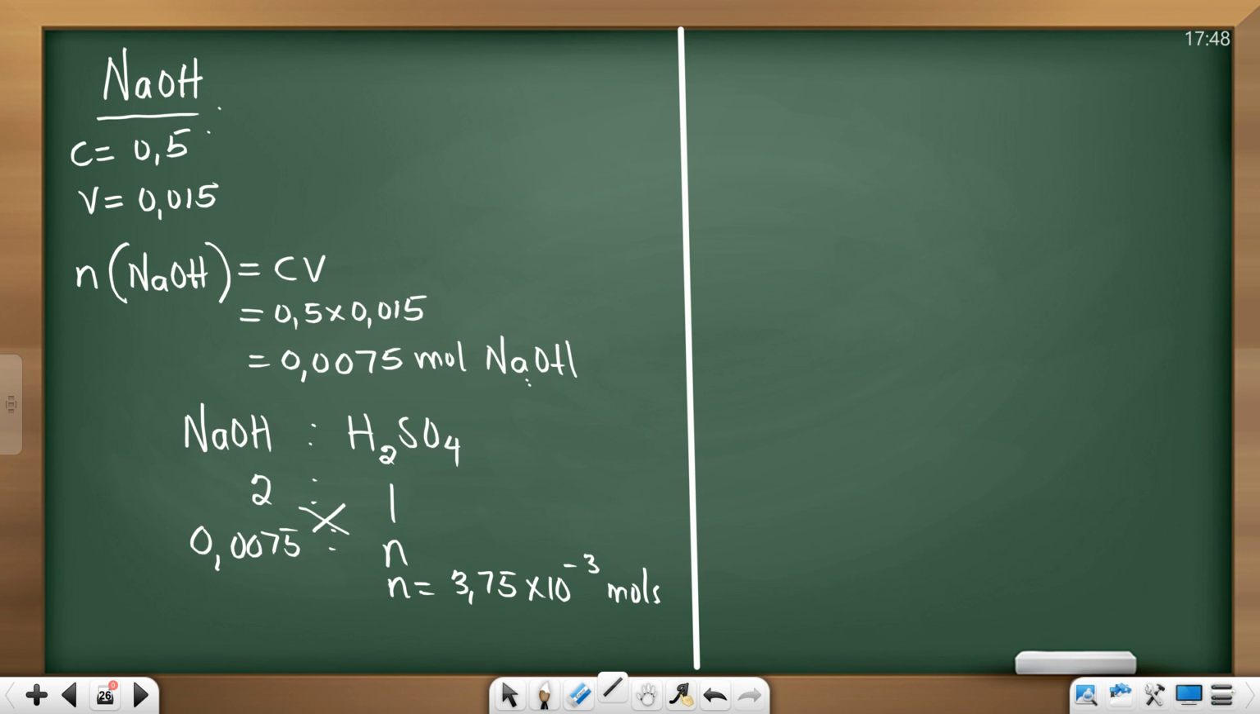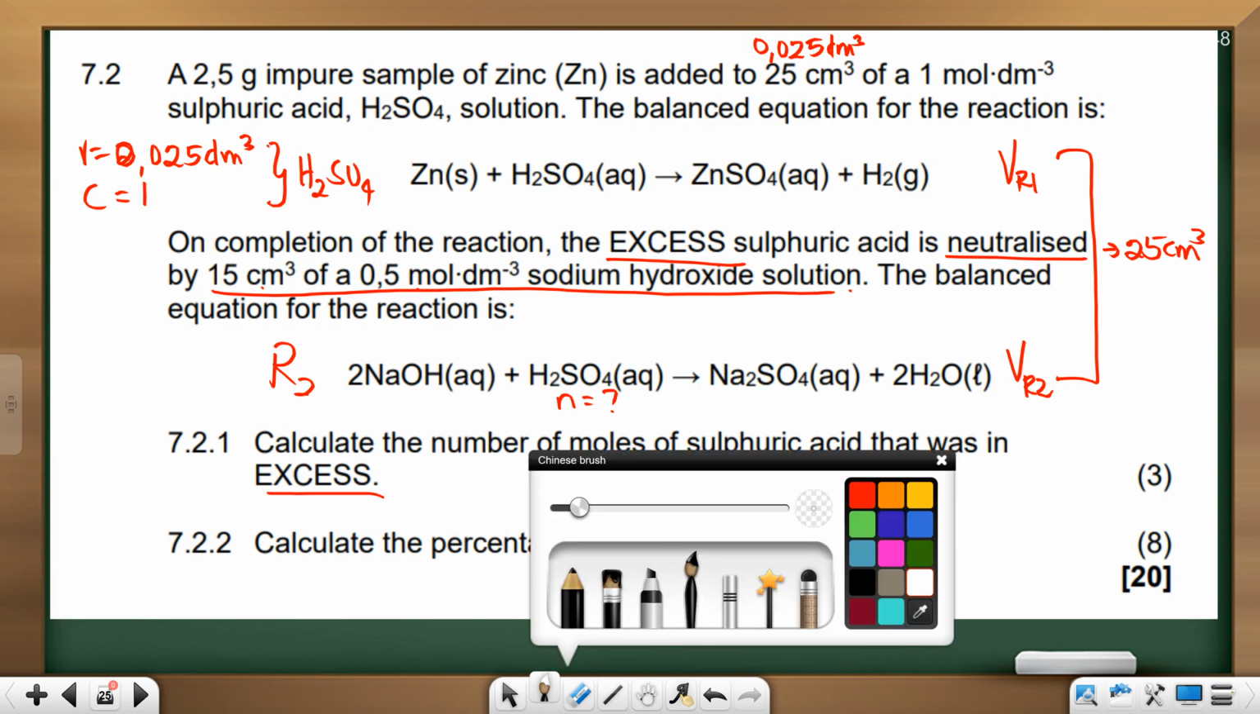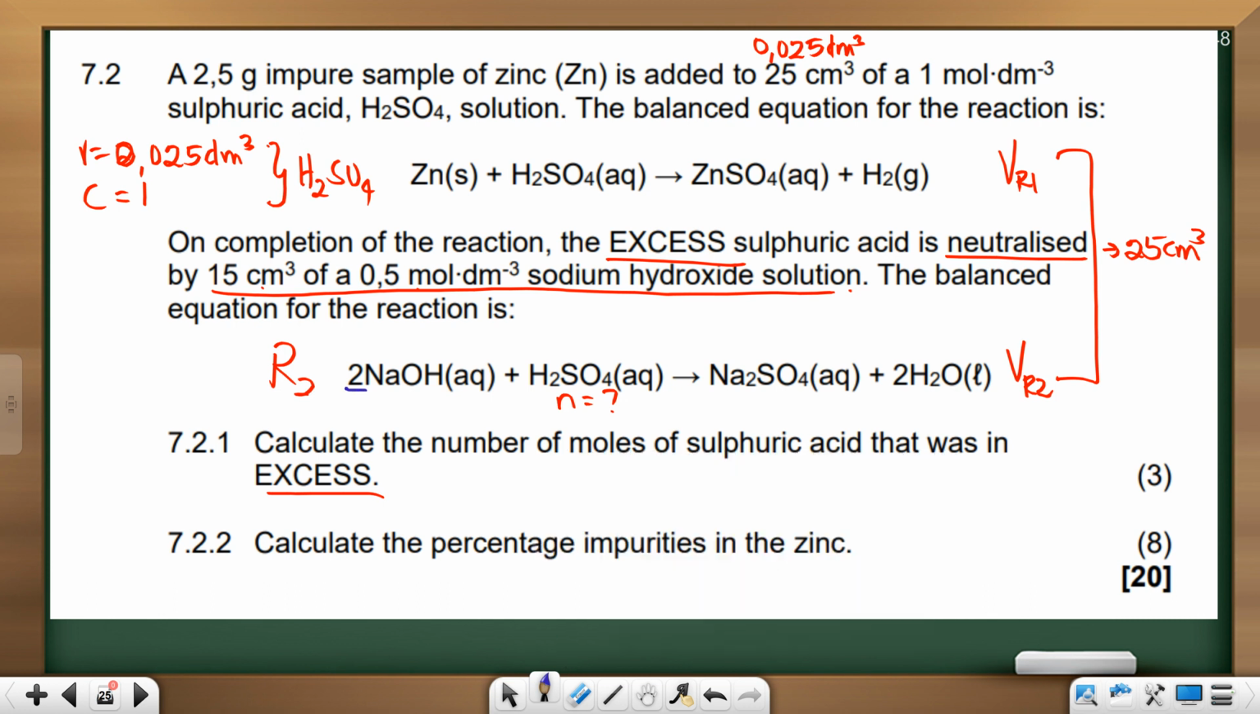Where did I get the 2 from? Zintle, it's a mole ratio. Mole ratio, 2 and 1. So, Zintle, lovely question.